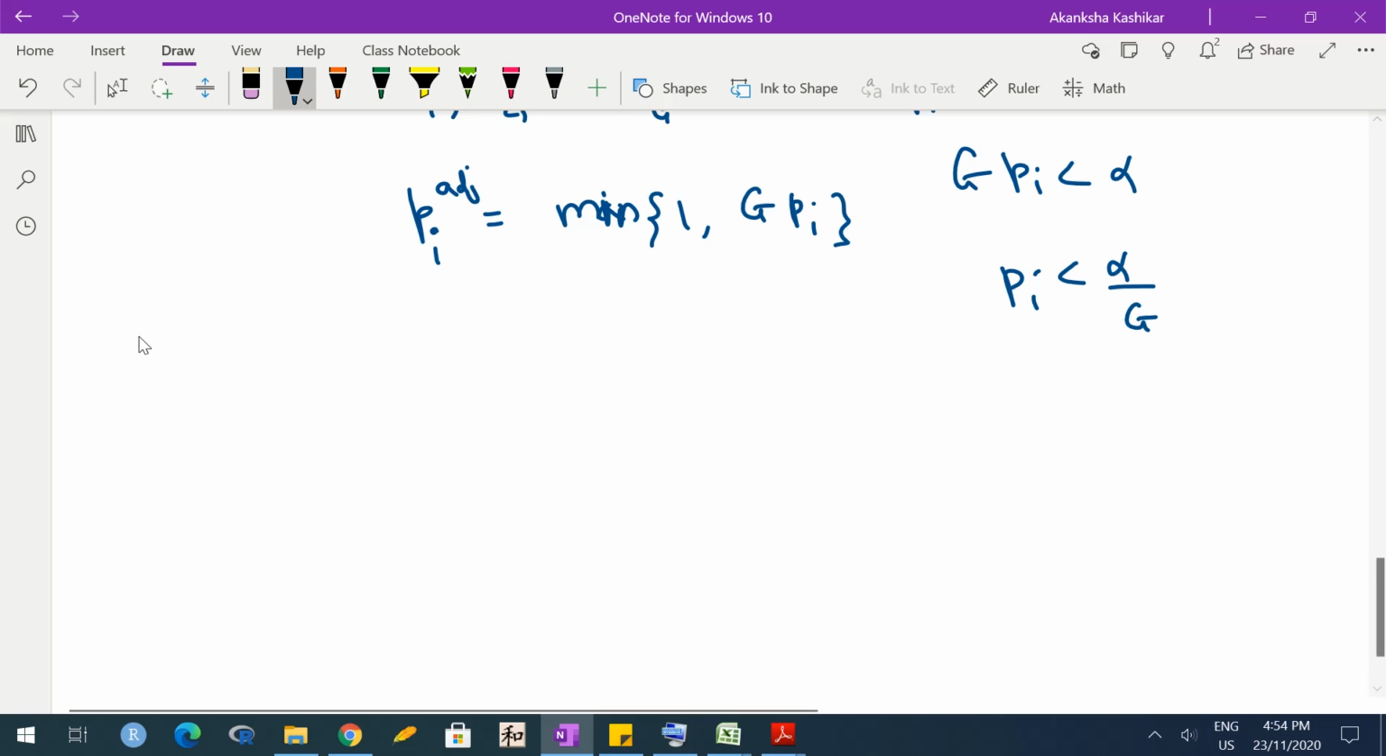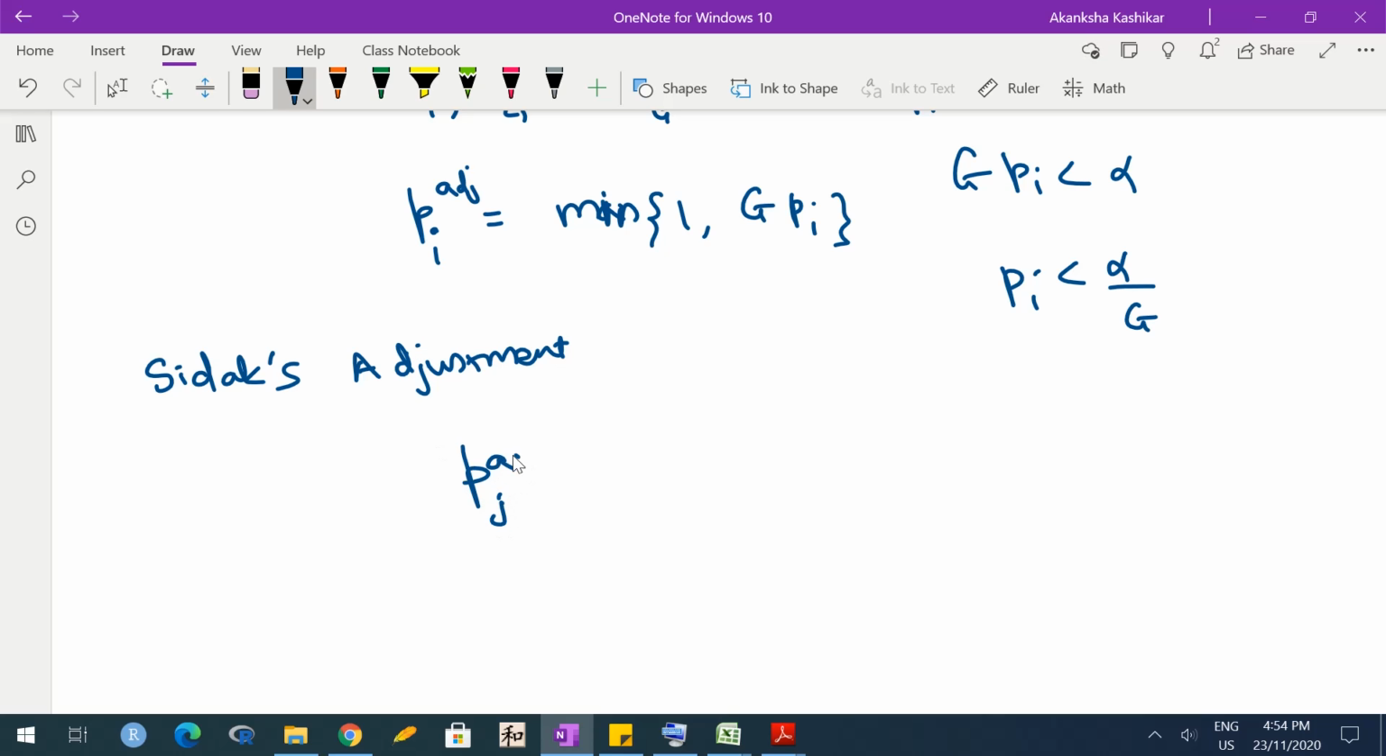Another method which performs slightly better than Bonferroni is known as Sidak adjustment for p-values. These are all known as p-value adjustments because they are changing p-values. So the Sidak method says the adjusted p-value for the jth hypothesis would be 1 minus (1 minus the original pj) raised to g.